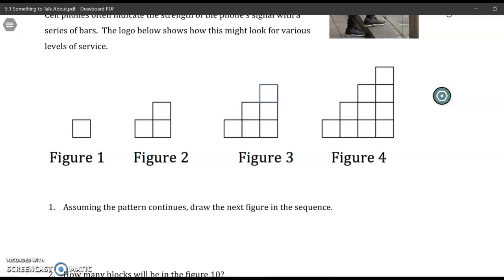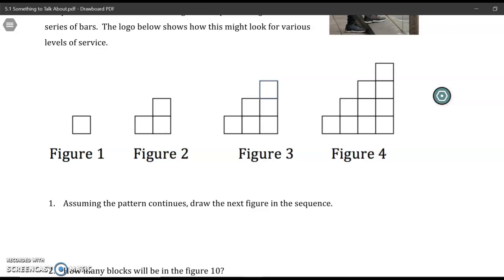Okay, so hopefully you've already kind of thought about some patterns. Let's answer this first question. Assuming the pattern continues, draw the next figure in the sequence. So in order to do this, I'm going to talk about a few of the patterns that I see in the blocks. With figure 1, I just have 1 block. With figure 2, I see that I'm adding on 2 extra blocks to what I had in the figure before, right? Figure 3, I'm adding on 3 extra blocks. Figure 4, I'm adding on 4 extra, whoops, that is a 4, that was supposed to be a 3. I'm adding on 4 extra blocks.